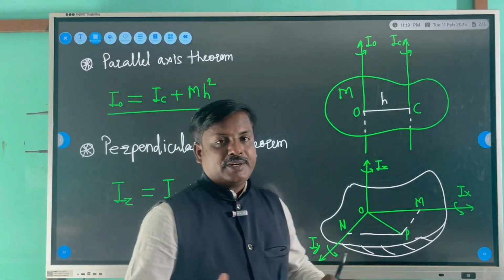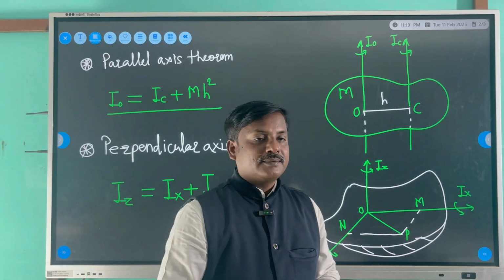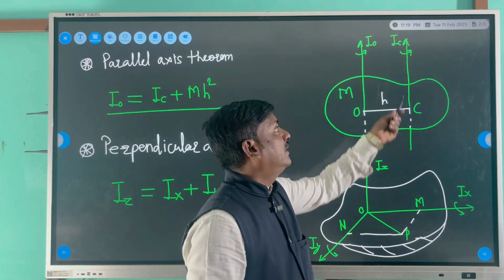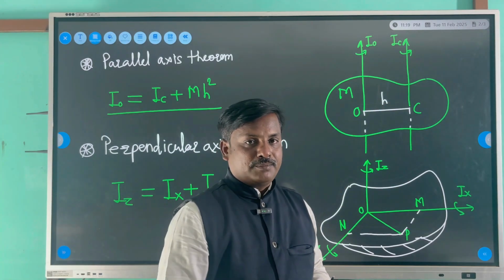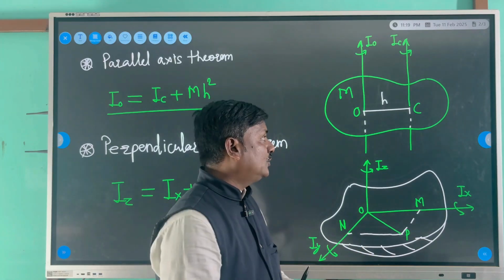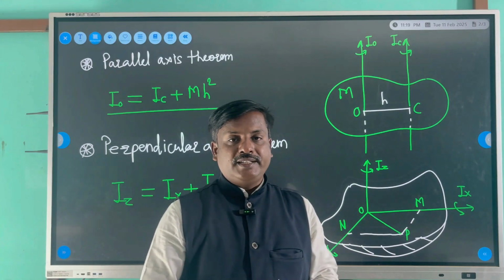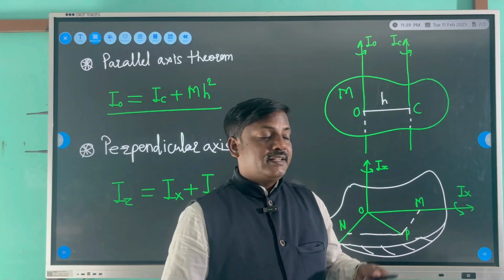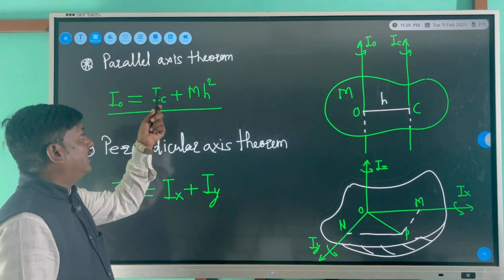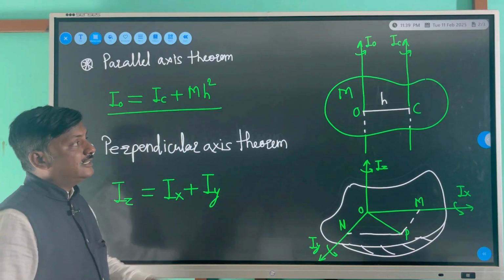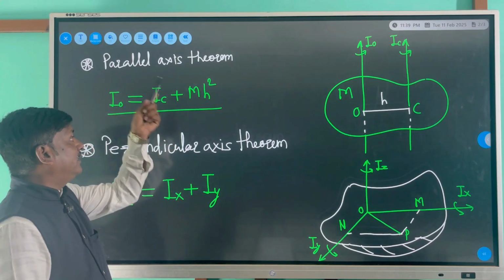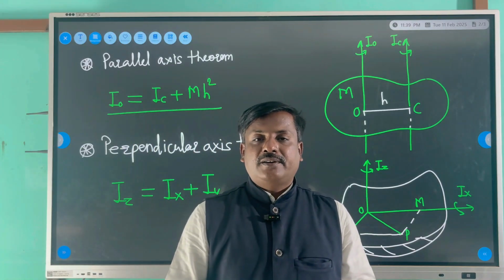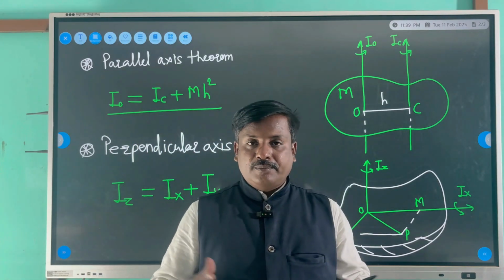Parallel axis theorem and perpendicular axis theorem. What is parallel axis theorem? Suppose rigid body is rotating about point O and IC is an axis passing through center of mass and H is the perpendicular distance between these two axes and M is the mass of the rigid body. It states that the moment of inertia of the rigid body about any axis is equals to sum of its moment of inertia about an axis passing through center of mass and parallel to given axis and the product of its mass and square of the perpendicular distance between two axes or between them.